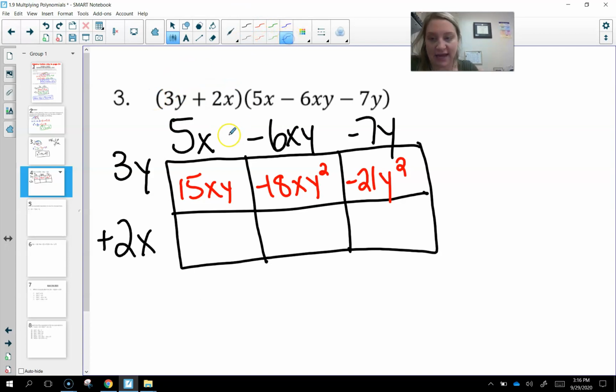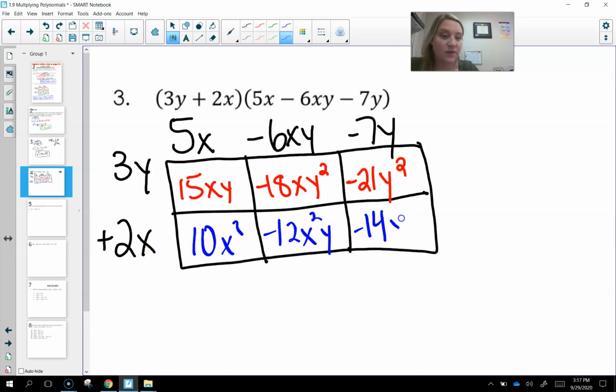All right, so this time, 2 times 5 gives me 10, and x times x gives me x squared. My next one, we have 2 times negative 6, which is negative 12, x times x, which is x squared, and then we do have a y. Here, 2 times negative 7 is negative 14, x times y just stays xy.